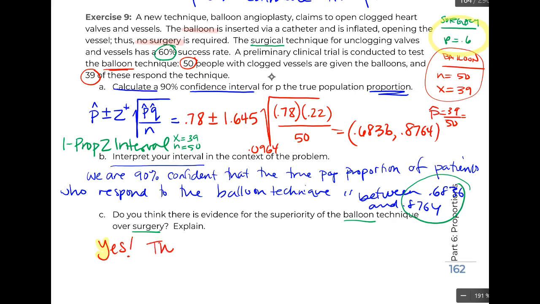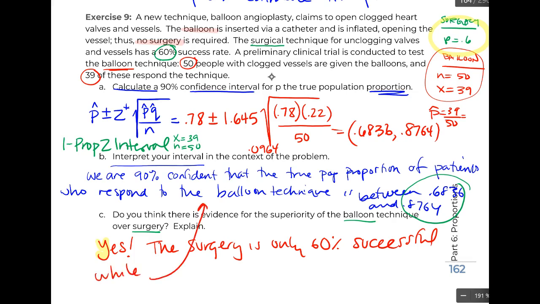the surgery is only 60% successful, while we are 90% confident that the balloon is 68 to 88% successful. So that's the piece that's very similar to what we're going to be doing in 6.3.